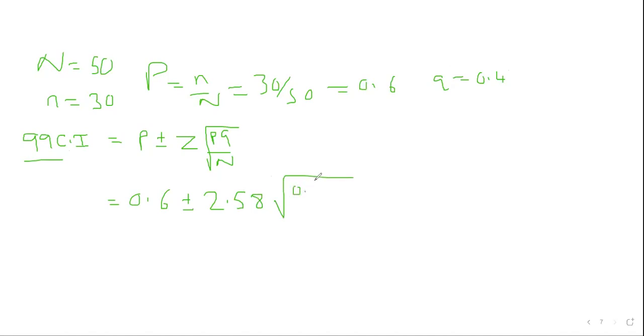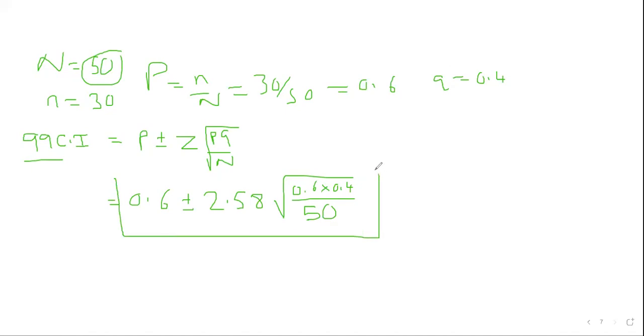Our P will be 0.6, our Q will be 0.4. And here we pick the bigger sample size, which is 50. And there we know what to do next. So this is what we call our confidence interval.